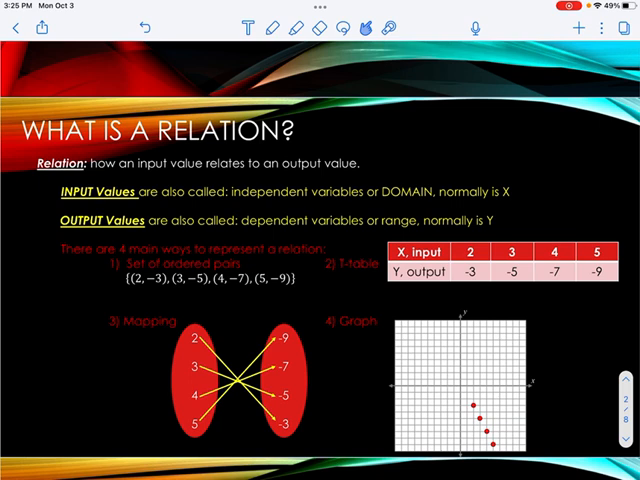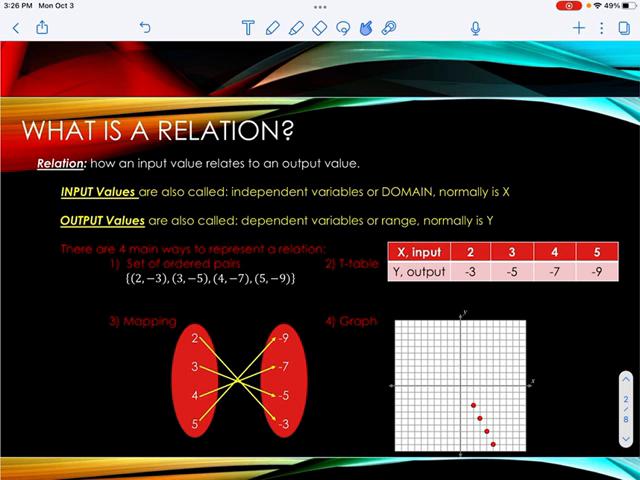So for example, if I said, hey, give me a number and I'm going to add 3 to it. Okay, so a person, let's say, picks a 7. 7 plus 3 is 10. I give you back 10. So if you think of that, the input value would be the 7, the output value would be the 10.